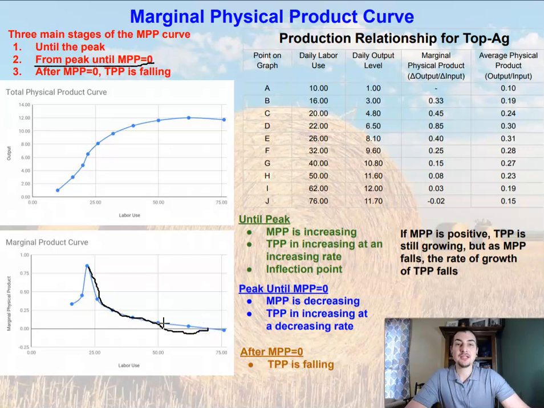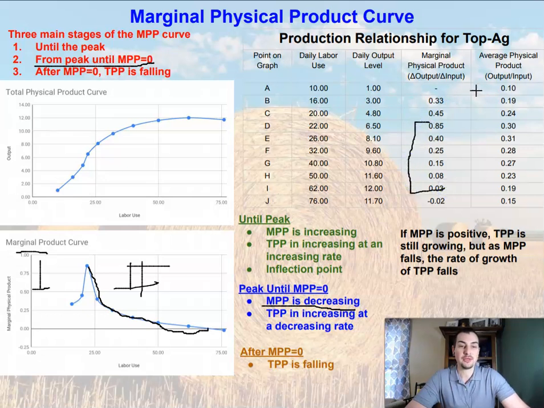that's stage 2. So if this is stage 1, this is stage 2. And stage 2 is from that peak until marginal physical product equals 0. So from peak until marginal physical product equals 0, we know that marginal physical product is decreasing. We see that it falls from 0.85 down to 0.3 down here. Marginal physical product is decreasing.